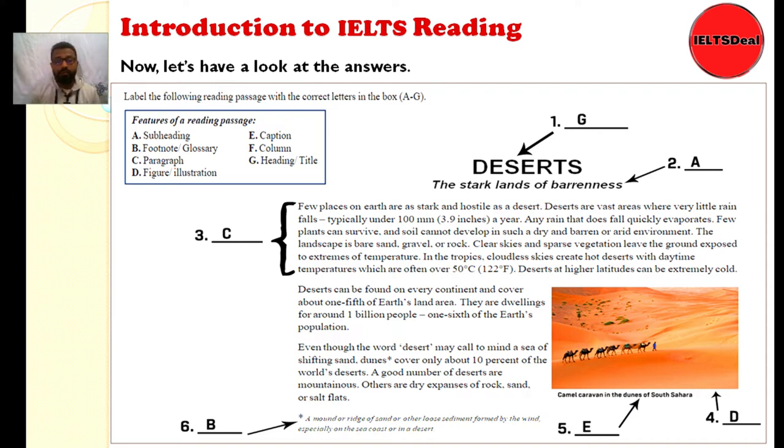Now, why are they important? Because when you go to an IELTS coaching class, and the teacher or trainer starts a lesson in reading, sometimes he refers to paragraph number one or paragraph number two. Many students do not have a good idea what a paragraph means.